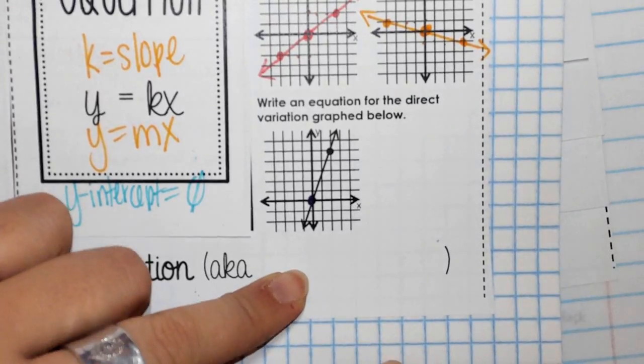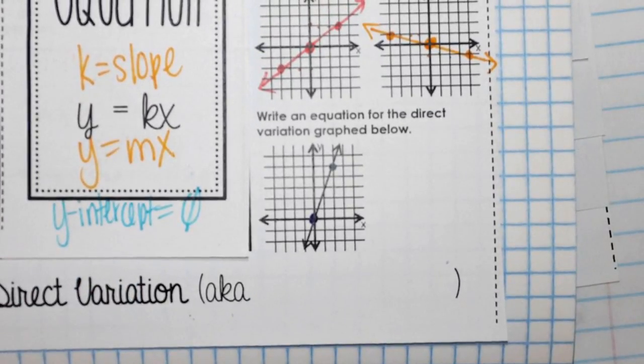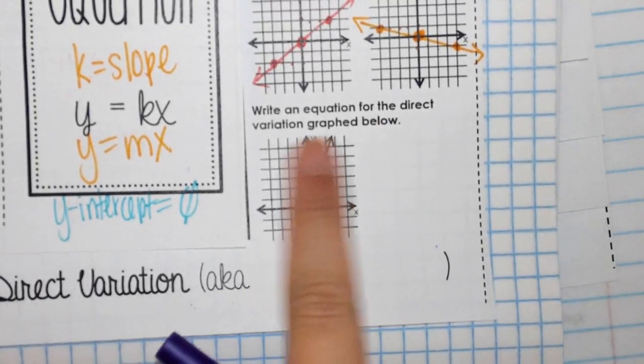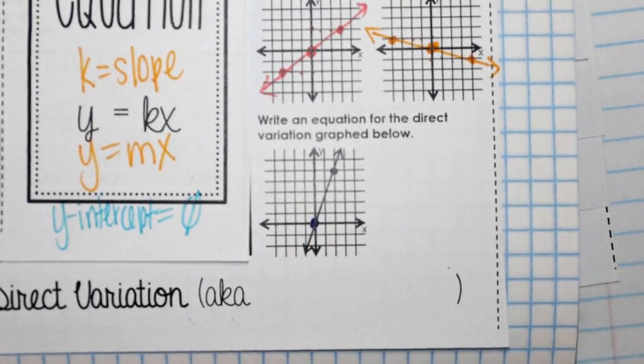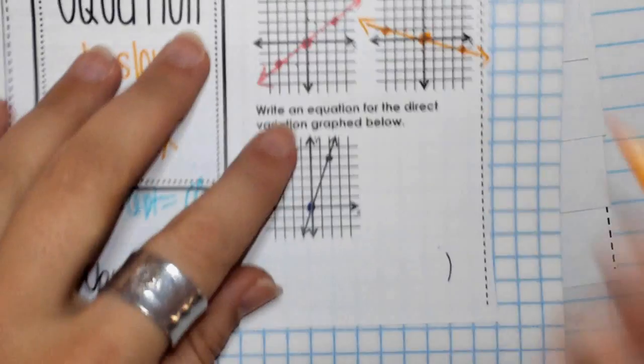Take a point, Jorge. You didn't say the whole thing. For the direct variation graph below. Take a point. If you spoke clearly, I would give you a point. You know that was good.